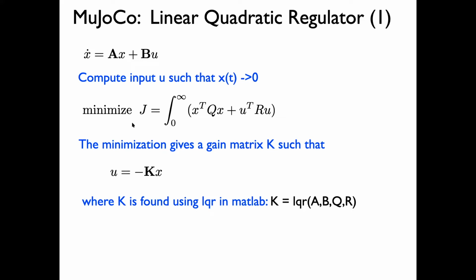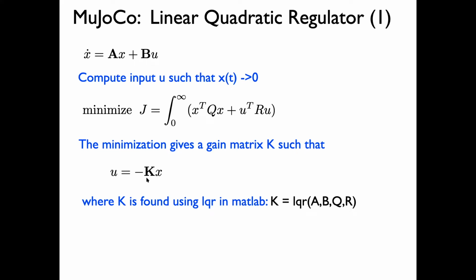What LQR does is it minimizes a cost J, which is the integral from 0 to infinity of x transpose Qx plus u transpose Ru. Here, Q and R are design parameters chosen by the designer, and I'll show you how to choose them a little bit later. Once you set Q and R, and you know what A and B are, there is a calculation which tells you how to compute K, which is the feedback gain.